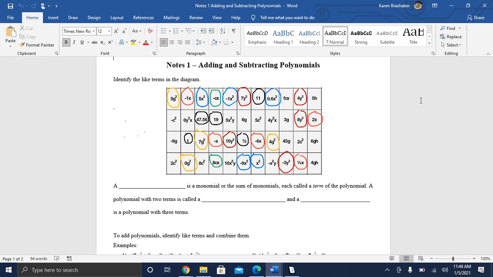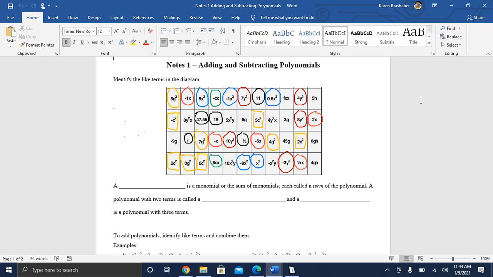And I've run out of colors, so I'm going to go back, but I'm going to change my design. So I'm going to use a rectangle now. I'm going to put a rectangle around negative C squared and positive 5C squared. And in my next row, 2C squared. And my bottom row, another 2C squared and an 8C squared. And so those are all like terms.